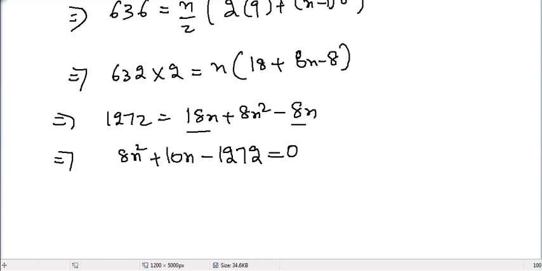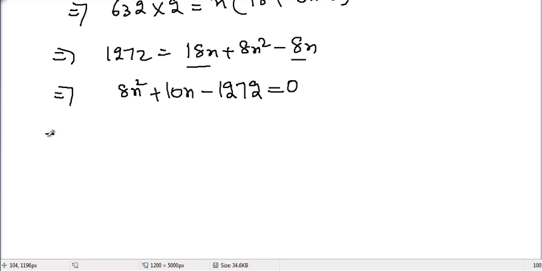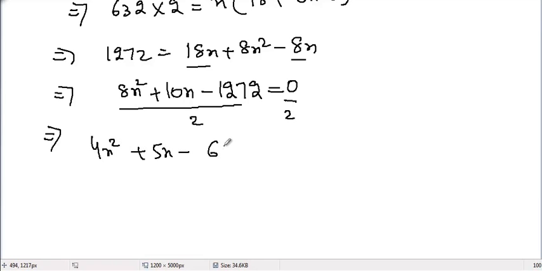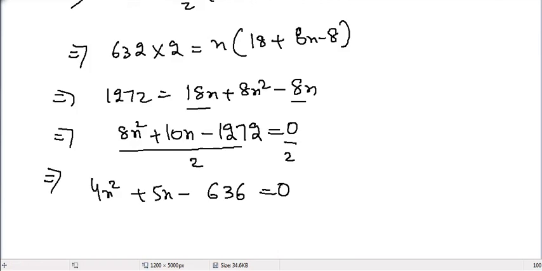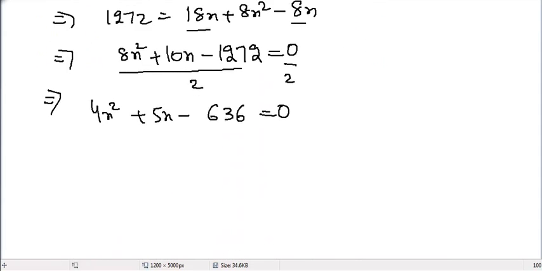Now this is a quadratic equation and we can further simplify it, because I can divide this equation by 2. If I divide both the sides by 2, I get 4n square plus 5n minus 636 equal to 0. Now I cannot further simplify this quadratic equation, and now we will solve this quadratic equation in order to get the value of n which we need to solve this problem.